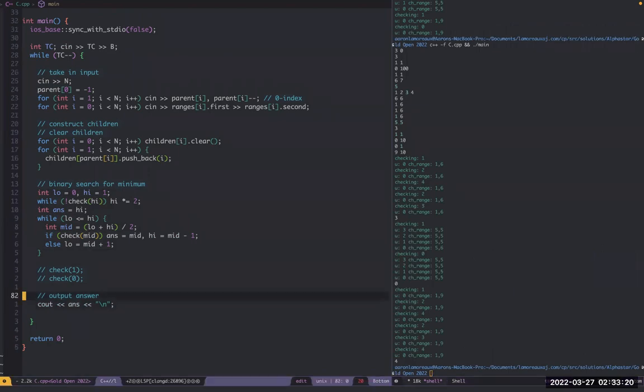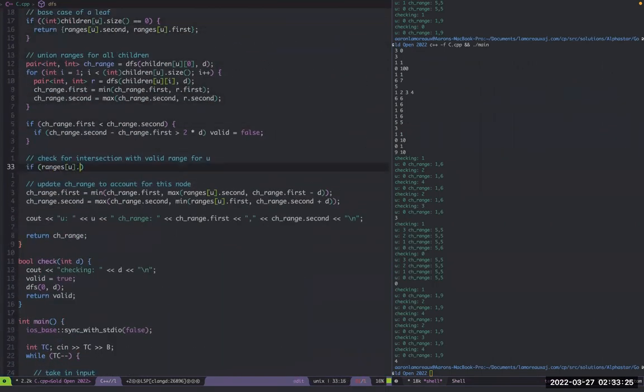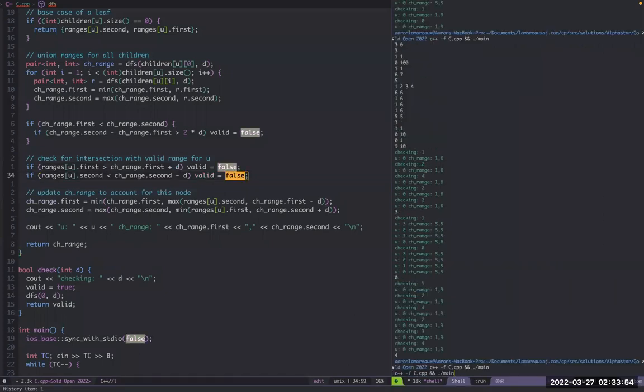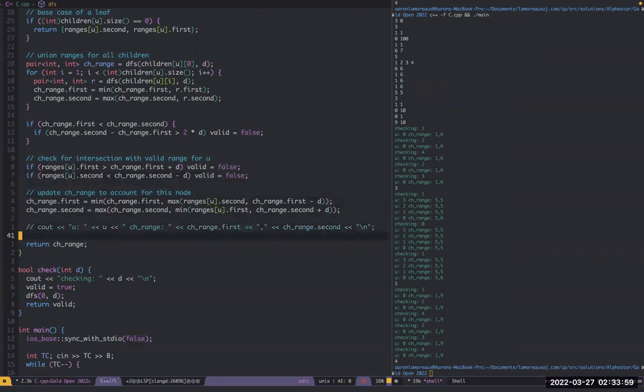Still up at 0, but that's because we haven't actually checked the case. If ranges of u dot second or first. So if you can't intersect, we know the maximum plus minimum, which means you have to be at least less than the maximum possible minimum plus d. This would be that. And symmetric. Zero. You know, that's a good sign.